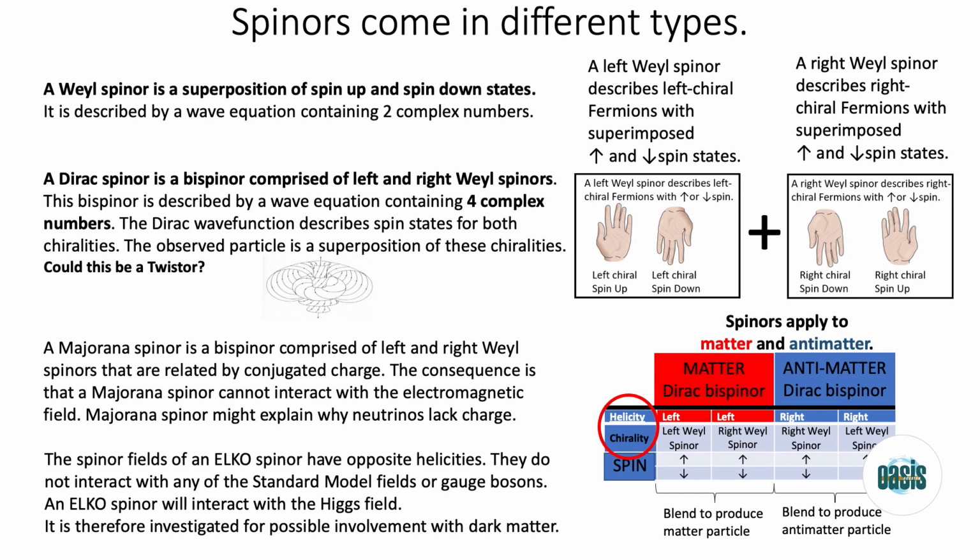There are other types of spinors I'm only going to mention briefly. There's a Majorana spinor. The interesting thing about it is the way that the left and the right Weyl spinors are connected. The way they connect leaves the particle with no charge. Because of that, it is thought of as possibly being involved in production of neutrinos, which lack charge. There's also a spinor called ELKO, and the only thing ELKO interacts with is the Higgs field. So it doesn't interact with the other forces. That makes it dark, and so it's been considered as a candidate in models for dark matter.